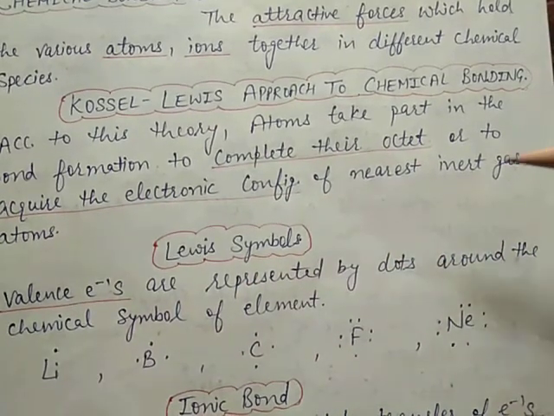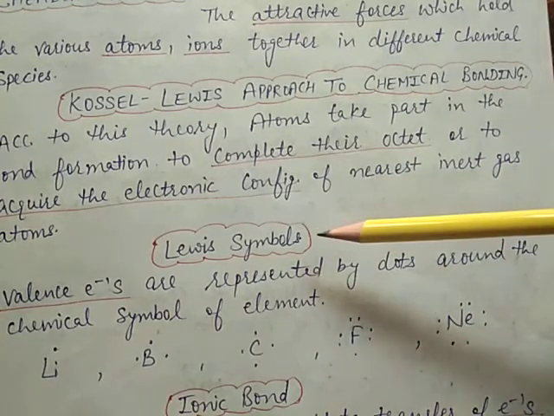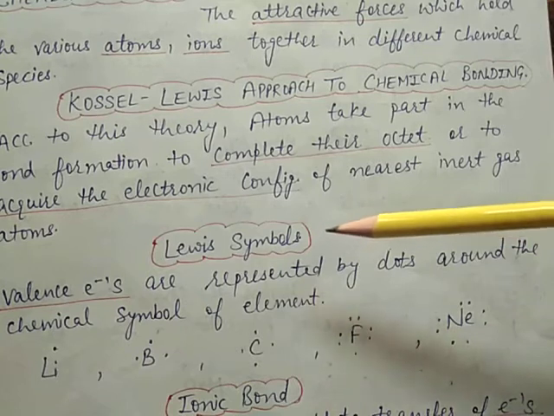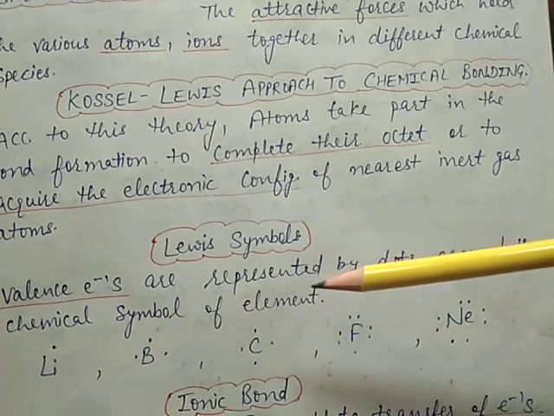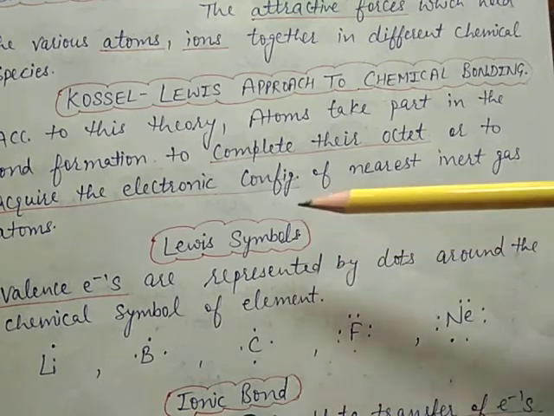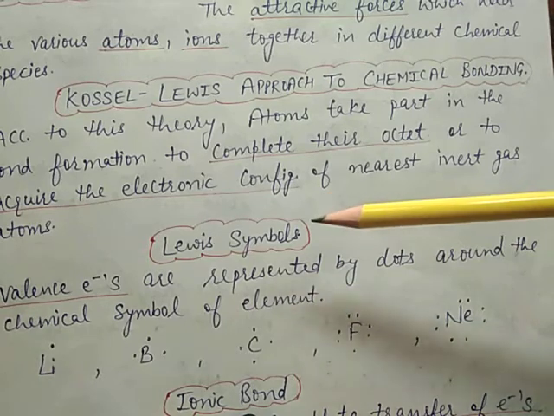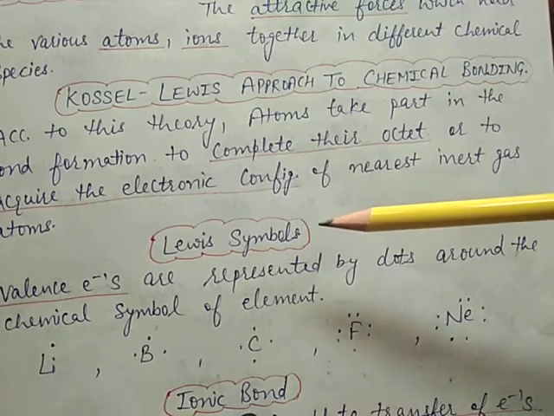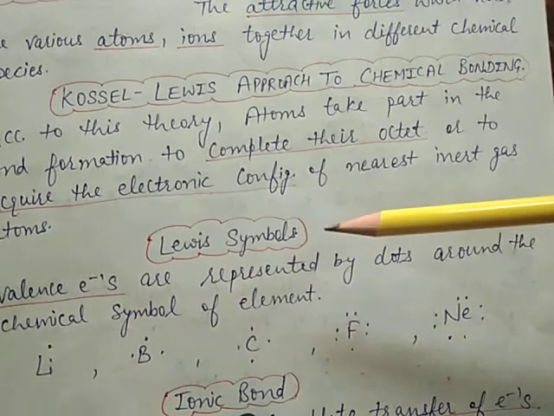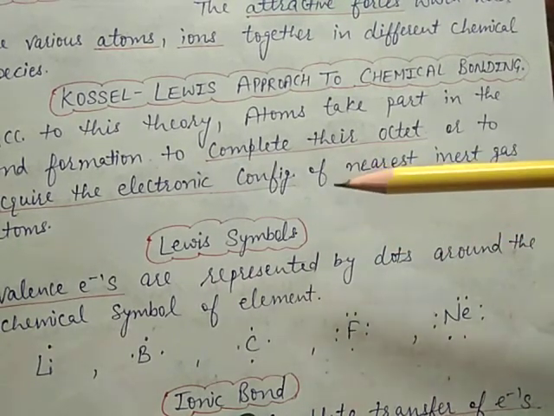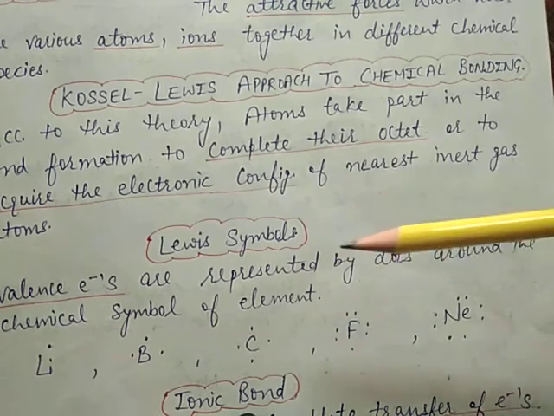Now the next is, what is the significance of this Lewis symbol? These symbols represent the number of outermost or valence electrons, which help to calculate the common or group valence of the element. The group valence of the element is either equal to the number of dots in the Lewis symbol or 8 minus the number of dots.